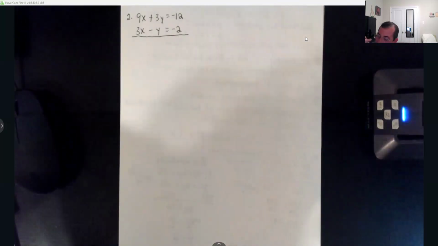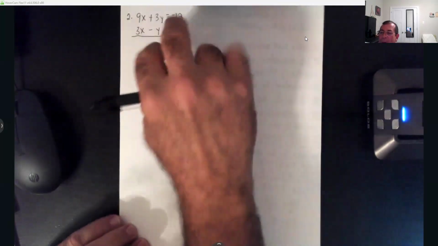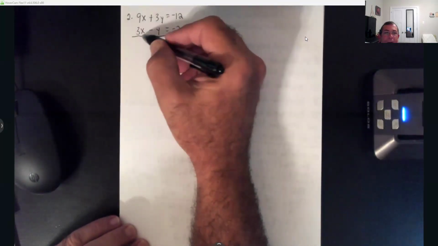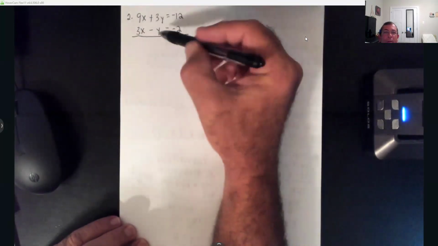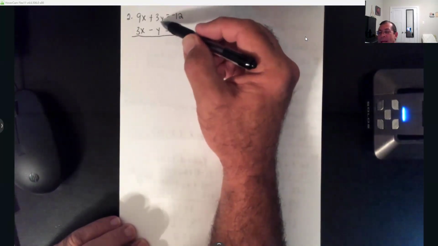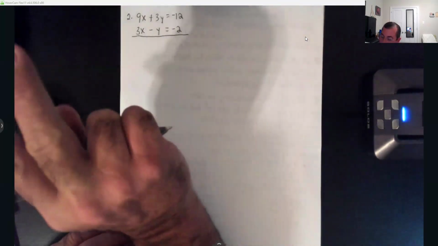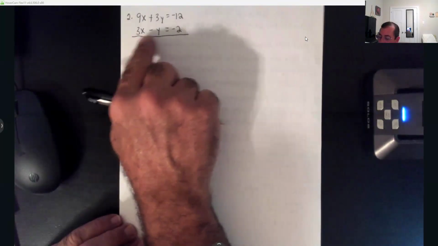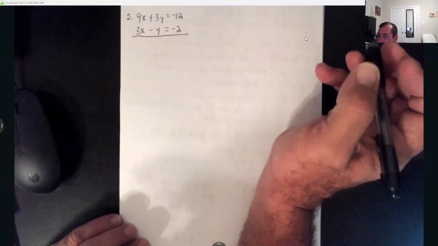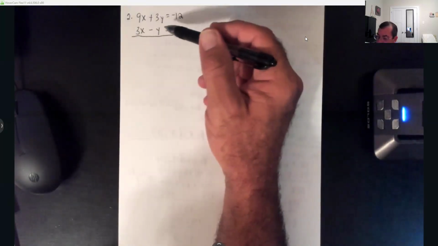Now, if you notice, I don't have anything eliminating if I add the 2 rows at the moment. Because I got a 9 here and a 3. If I add them, I get 12. Here I got a 3 and a negative 1. If I add them, I got 2y. So I can't eliminate them as they look. But I'm going to pick which one I think looks the easiest to eliminate. And y'all, really, either one of these won't be bad to eliminate.